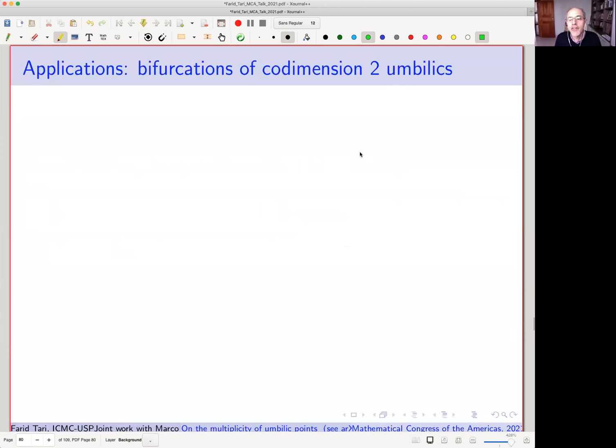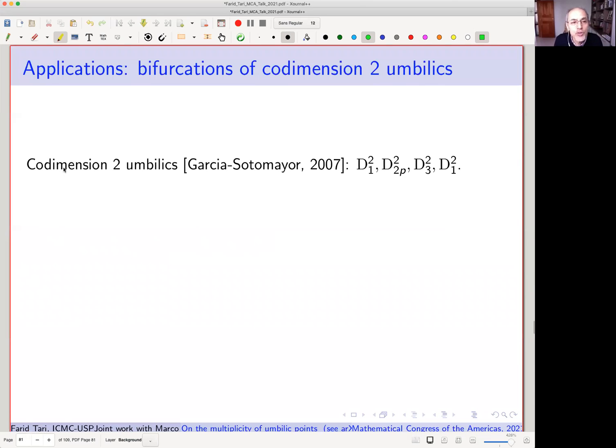Okay. How about bifurcations of codimension 2 umbilic points? Codimension 2 umbilic points were studied by Ronaldo and Soto. Here, they just classified the generic umbilic points. They didn't study the bifurcations. And in personal communication with Ronaldo, he informed me that this is work almost finished, where they looked at bifurcations of codimension 2.